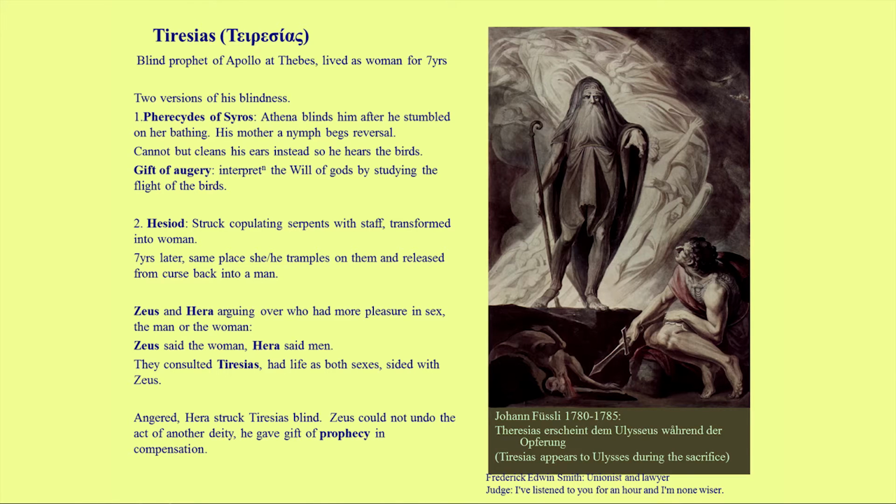So they consulted Tiresias, who'd had life as both sexes, both as a man and a woman, and he sided with Zeus. And this angered Hera, and the second version of the story is this is why he was struck blind. Zeus could not undo this wish of a fellow god, so he gave him another gift, the gift of prophecy, or in fact augury, which is the ability to interpret the will of gods by studying the flight of birds. And he's able to listen to birds and to the birds' chatter.